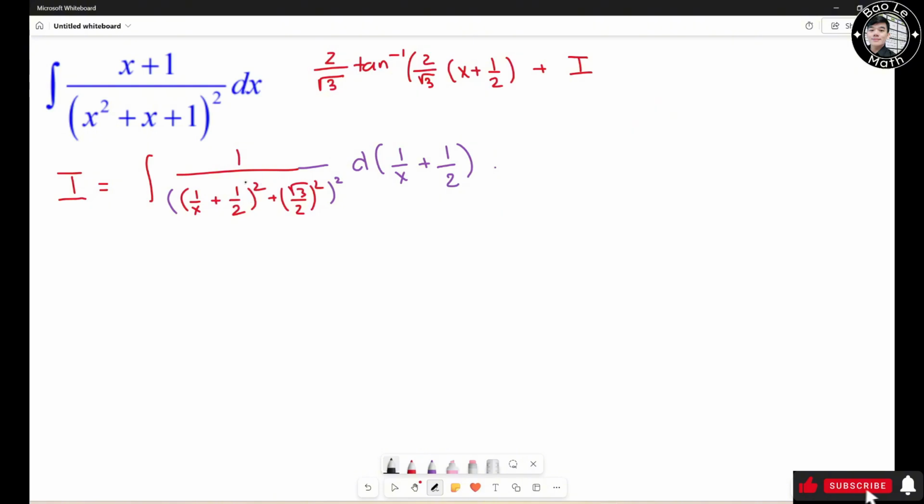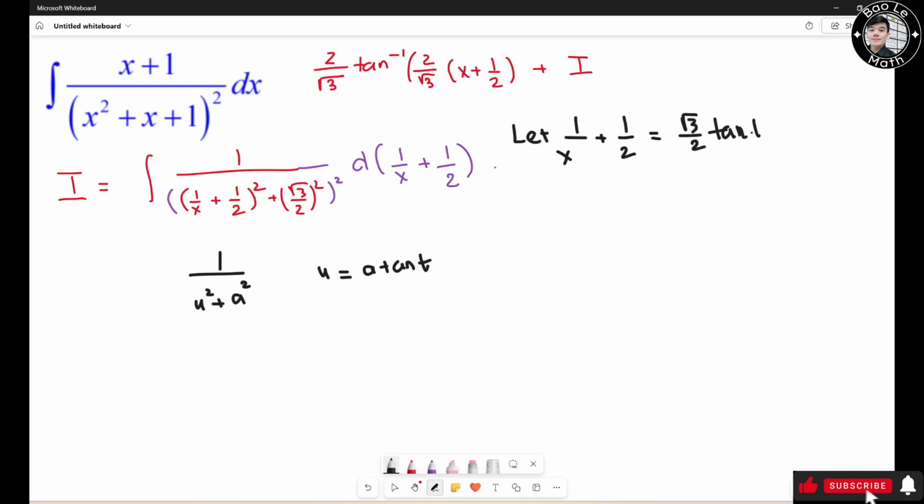Alright, so observe that this is the same thing as 1 over u squared plus a squared, right? So in order to calculate this one, we just use substitution. We let u equal a tangent t. So now we use the trigonometric substitution. We let 1 over s plus 1/2 equal root 3 over 2 tangent t, right?